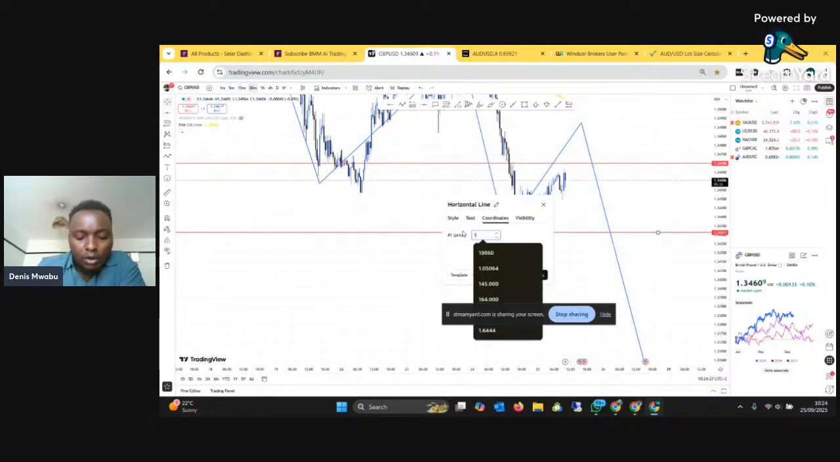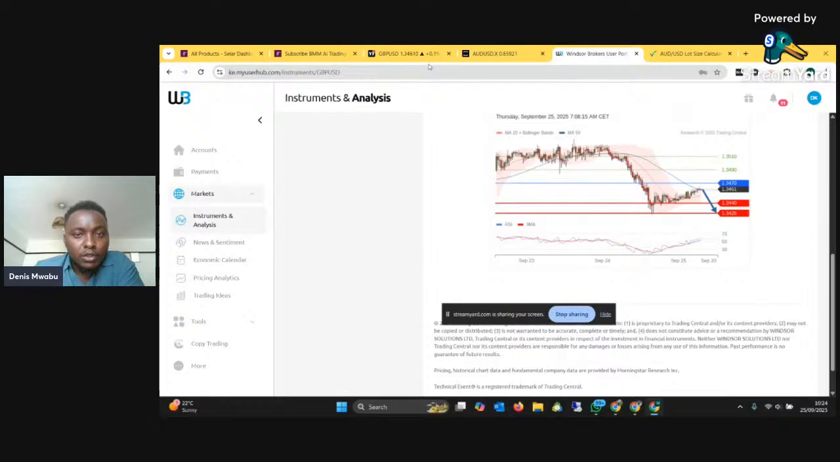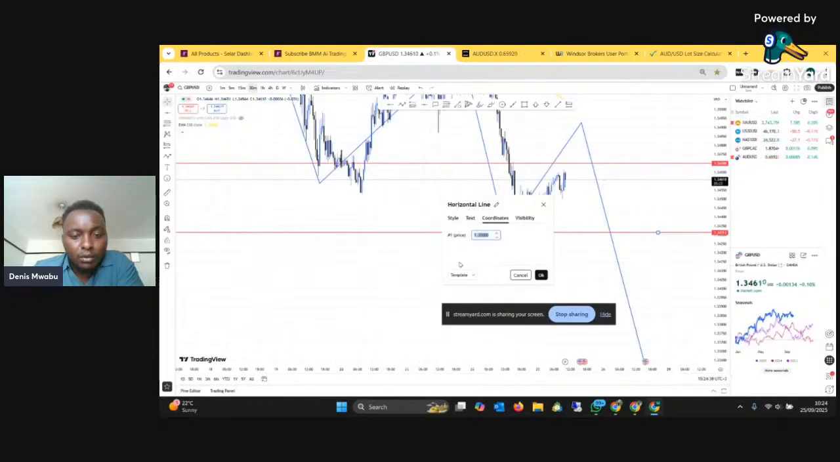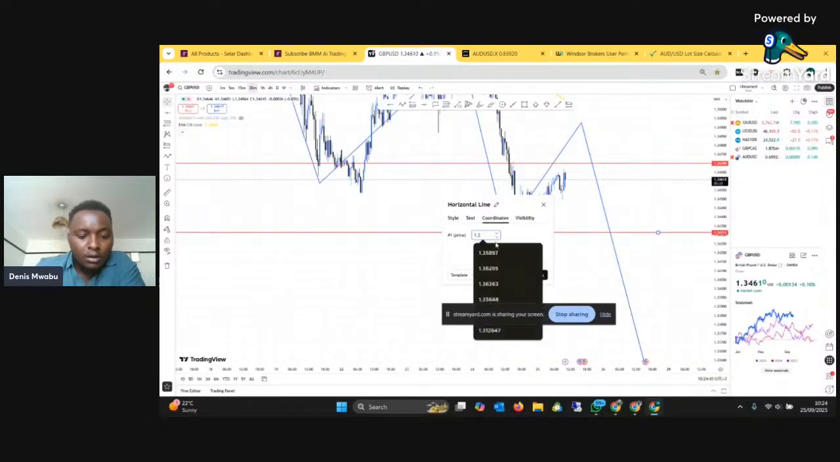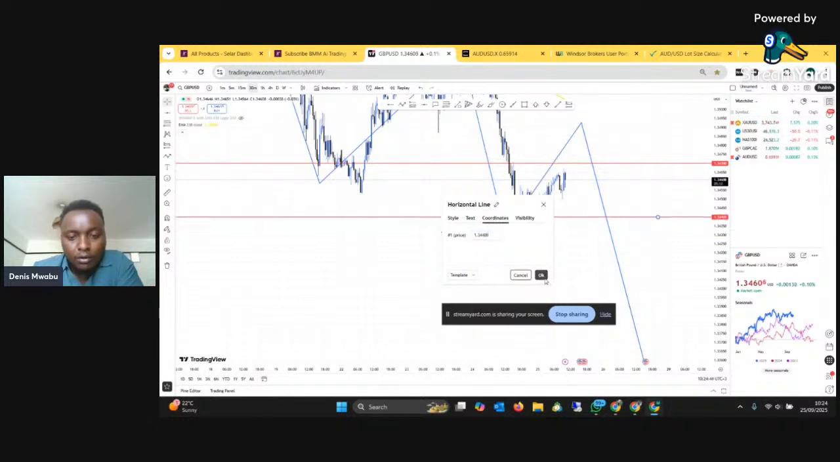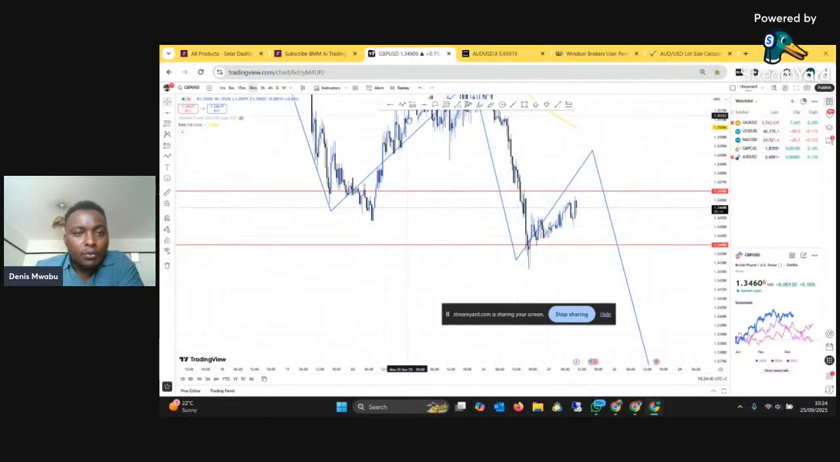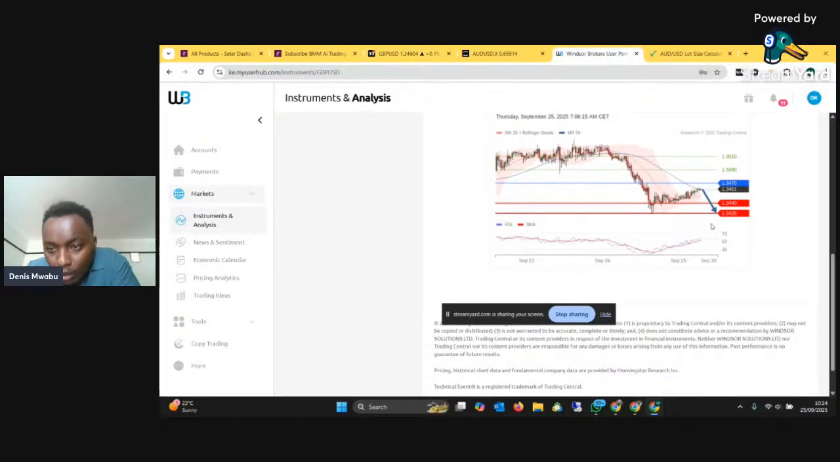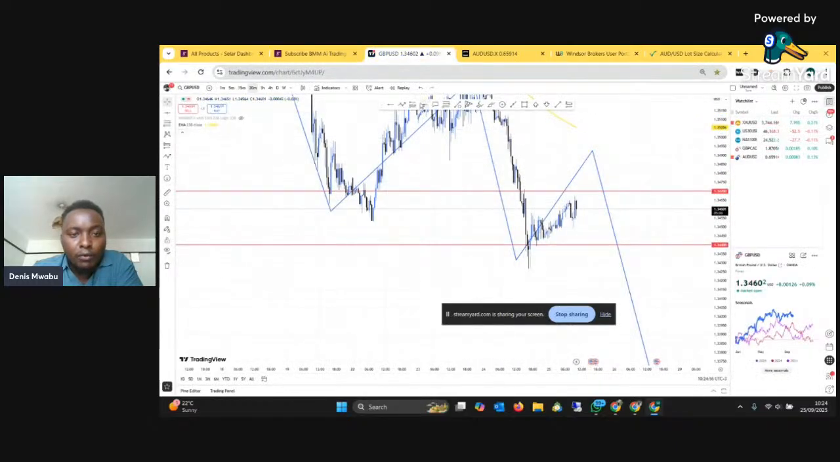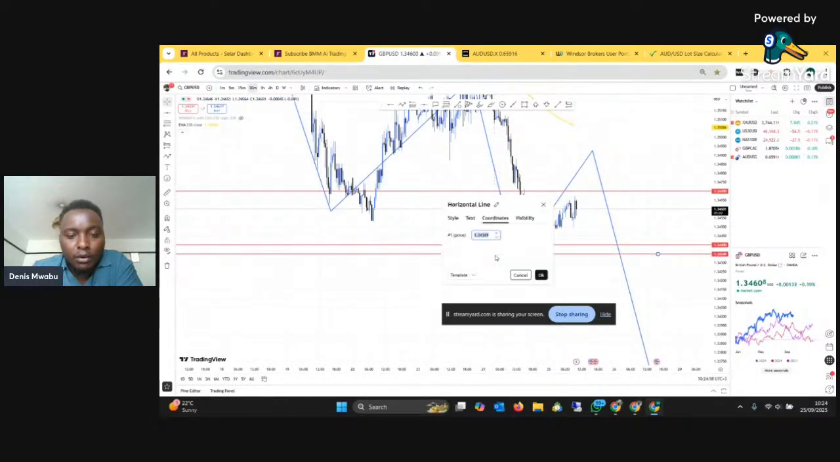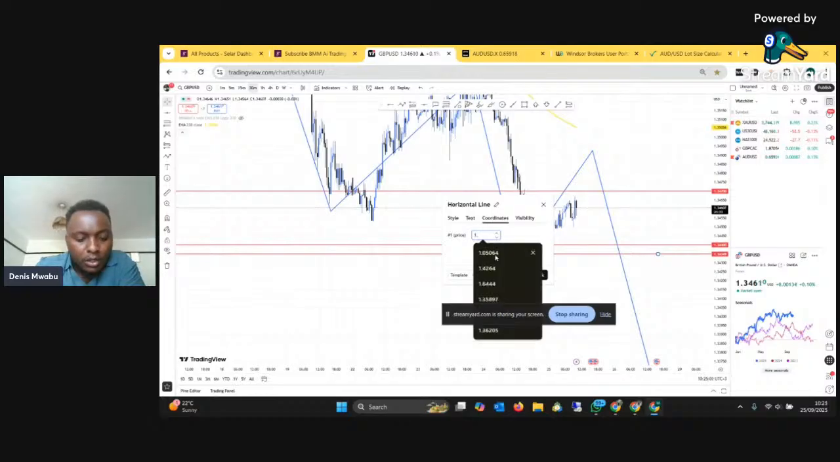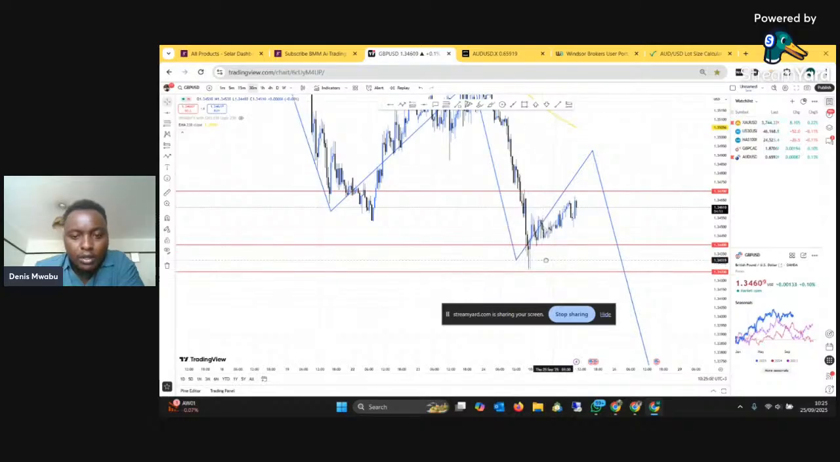Targets will be 1.3440. That's our target one, with an extension here to 1.3425.